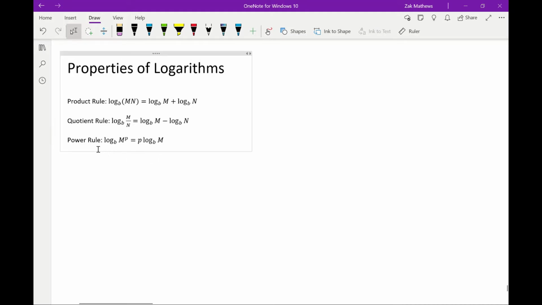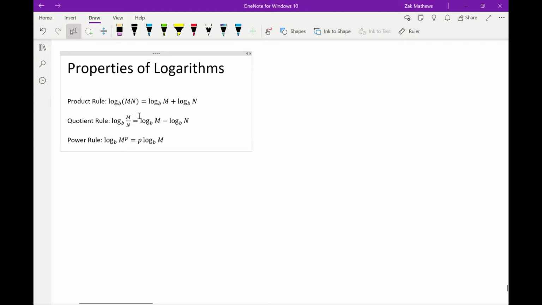And finally, we're going to look at the power rule for right now. It says log base b of m to the p power is equal to p times log base b of m. Here we're taking the exponent, we're writing it in front of the log so it's no longer an exponent, it's just being multiplied to that log. Now these rules might seem a little bit random, but let's see if we can make a little bit of sense of them. What we know about logs already is that logs are equal to exponents. The log just gives us the exponent.